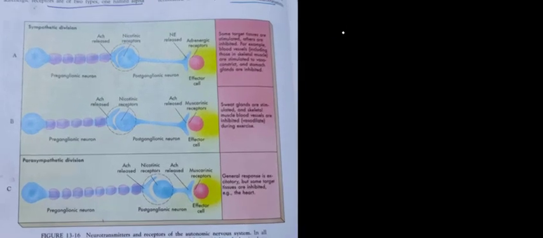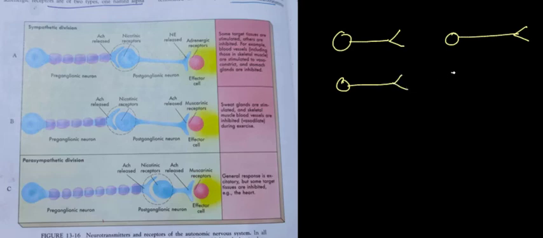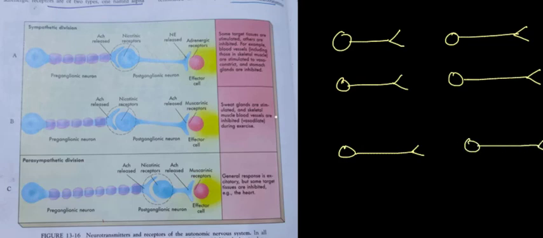Here you can see a simplified diagram, and I have already told you that the autonomic nervous system is divisible into two parts. One is the sympathetic and another is parasympathetic. So the sympathetic and the parasympathetic division, and here we will draw three sets of neurons, right? So these all are preganglionic neurons and postganglionic neurons.